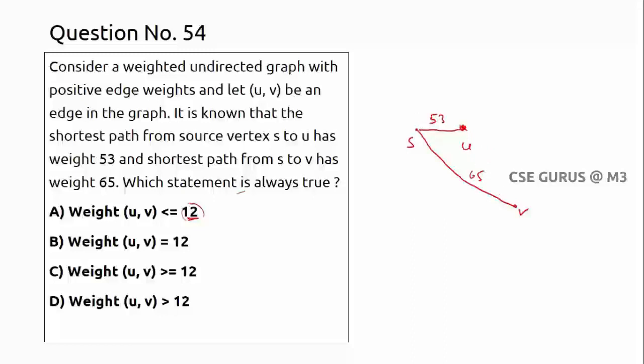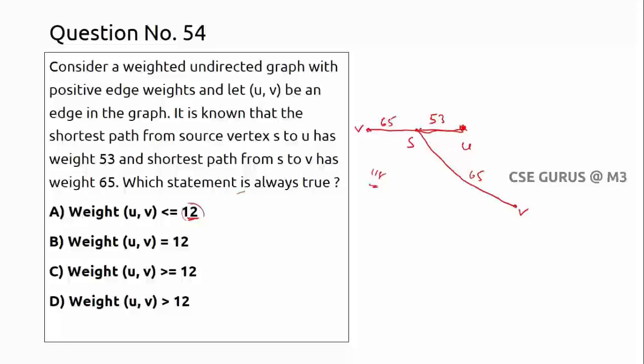If S to U is on this straight line and S to V is here, definitely the distance from U to V is maximum. Why? Because here 65 plus 53 is the maximum value. More than that you cannot get, right? So it is 118. That will be the maximum distance you can get. Now, what is the minimum distance you can get?